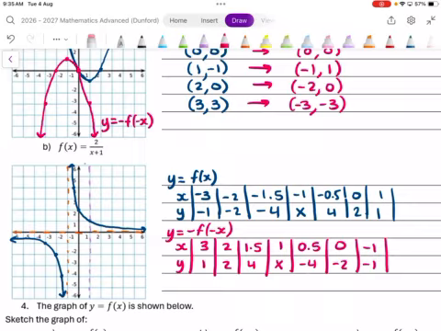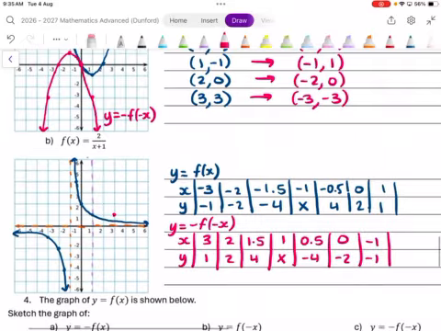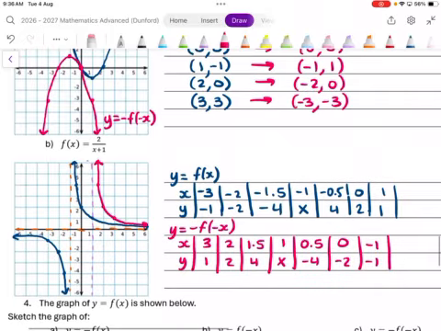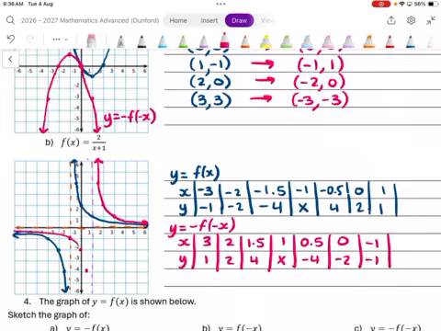Okay, so then I have my point 3, 1, 2, 2, and 1.5, 4. And then I have 0.5, negative 4, 0, negative 2, and negative 1, negative 1. So the hyperbola stays in those quadrants, okay, because it's just flipped and then flipped. So flipped vertically, then flipped horizontally. So we'll have our y equals negative f of negative x, and our y equals f of x.